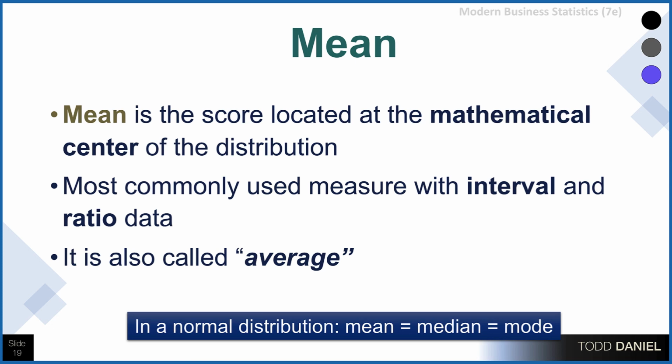Otherwise, people might think you were using the mean, and that would be deceptive in the way that you are displaying your data. In a normal distribution, a bell-shaped curve, the mean, the median, and the mode are exactly the same. When you see mean, median, and mode very close together, you can generally assume that that will be a normally distributed data set.